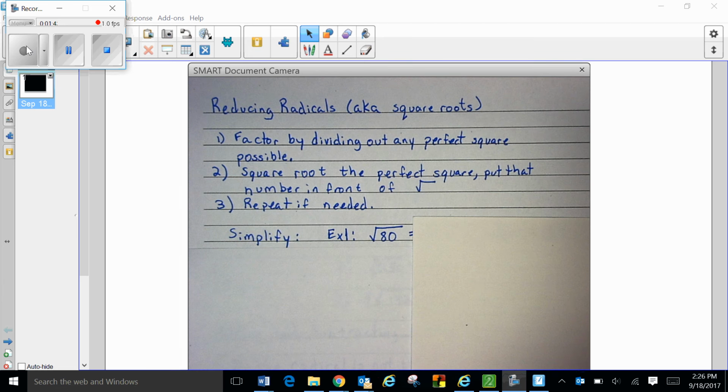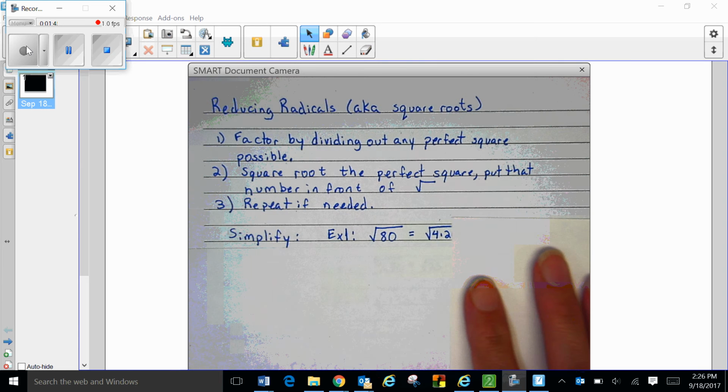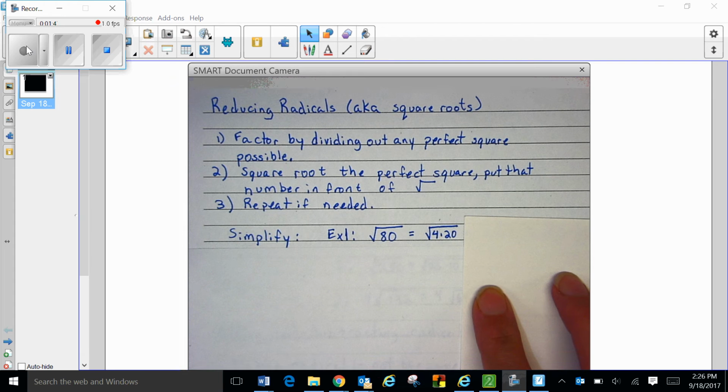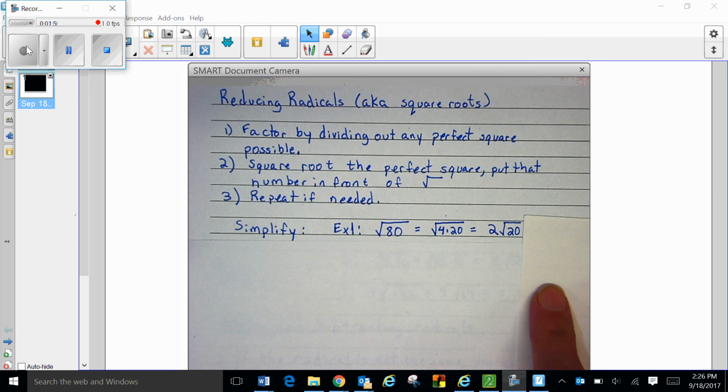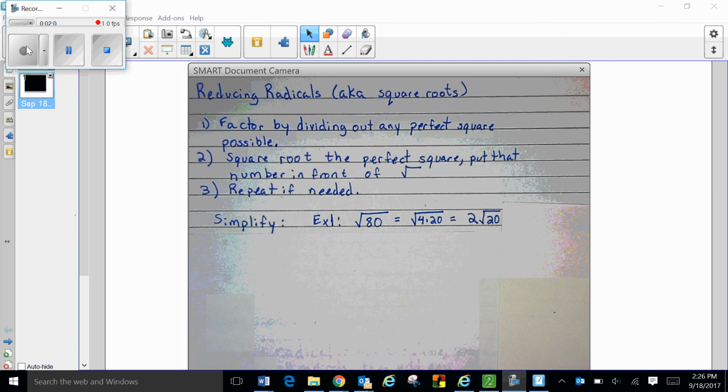Then step 2 says to square root the perfect square. Well, 4 is a perfect square. Its square root is 2. I'm going to put that number in front of the square root and leave the 20 inside. Step 3 says repeat as needed. Well, 20, I can also divide it by 4, can't I? So I'm going to have to repeat that.